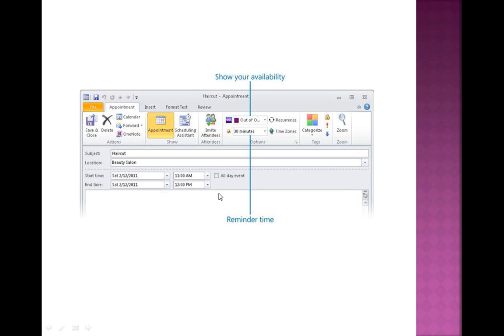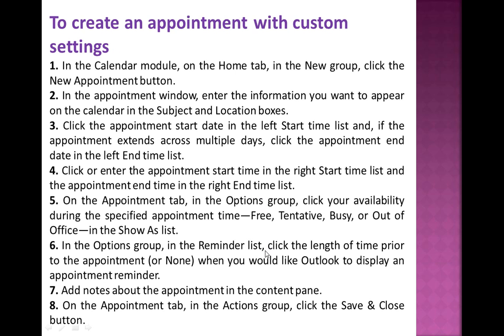In the options group, in the reminder list, click the length of time prior to the appointment when you would like Outlook to display an appointment reminder. Add notes about the appointment if necessary. On the appointment tab, in the action group, click the save and close button.